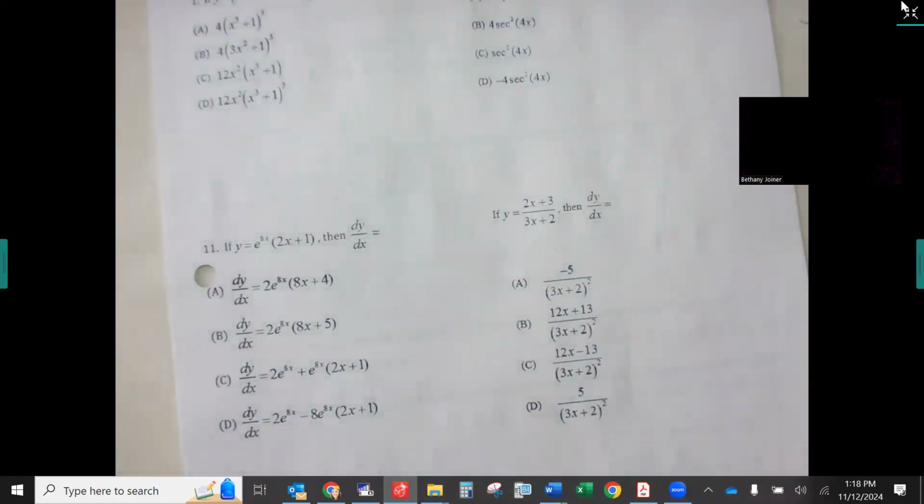There are three rules we've covered: product rule, quotient rule, and chain rule. Quotient rule, a lot of y'all are subtracting it backwards. Chain rule, I don't even know what's going on. And then product rule, it seems like some people just forget to use it.